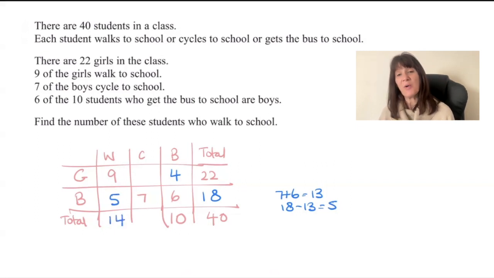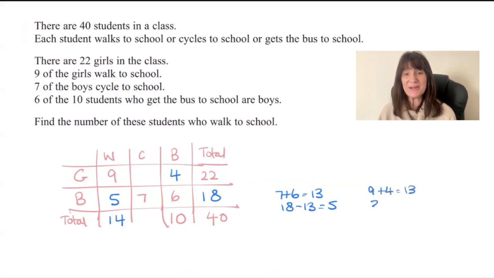Now you can go on and completely complete the table if you so wish, but if you have clocked that we're only trying to find the number of students that walk, then you could have just done that straight off and not fully finished it. So the answer is 14.